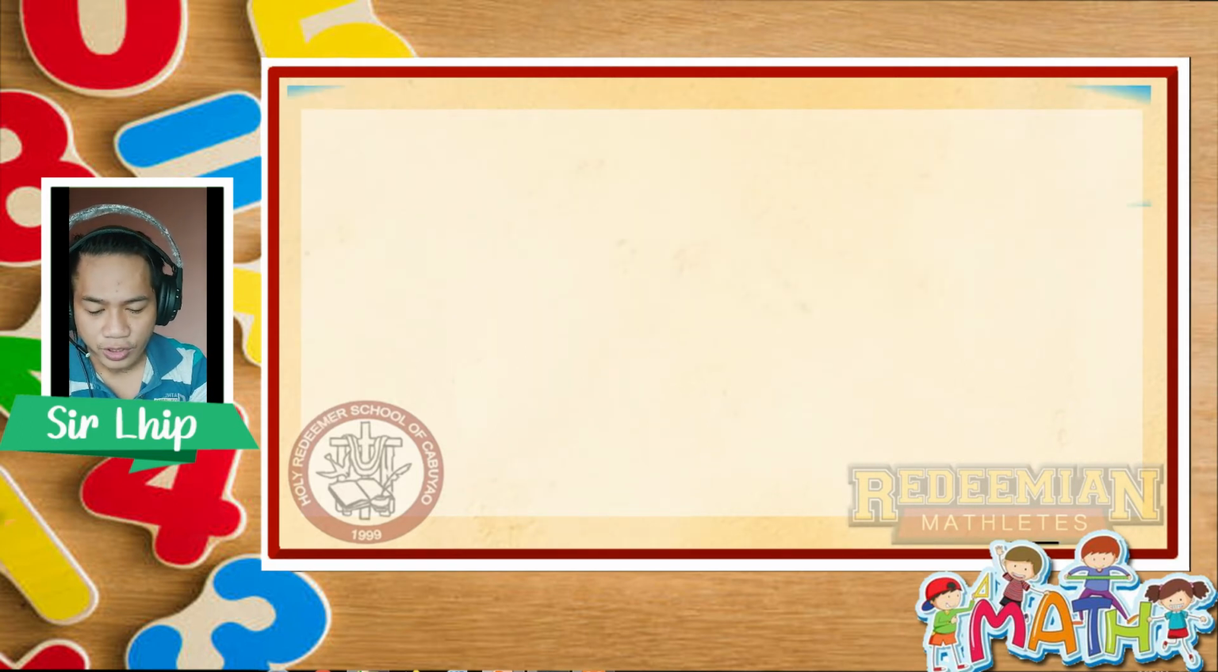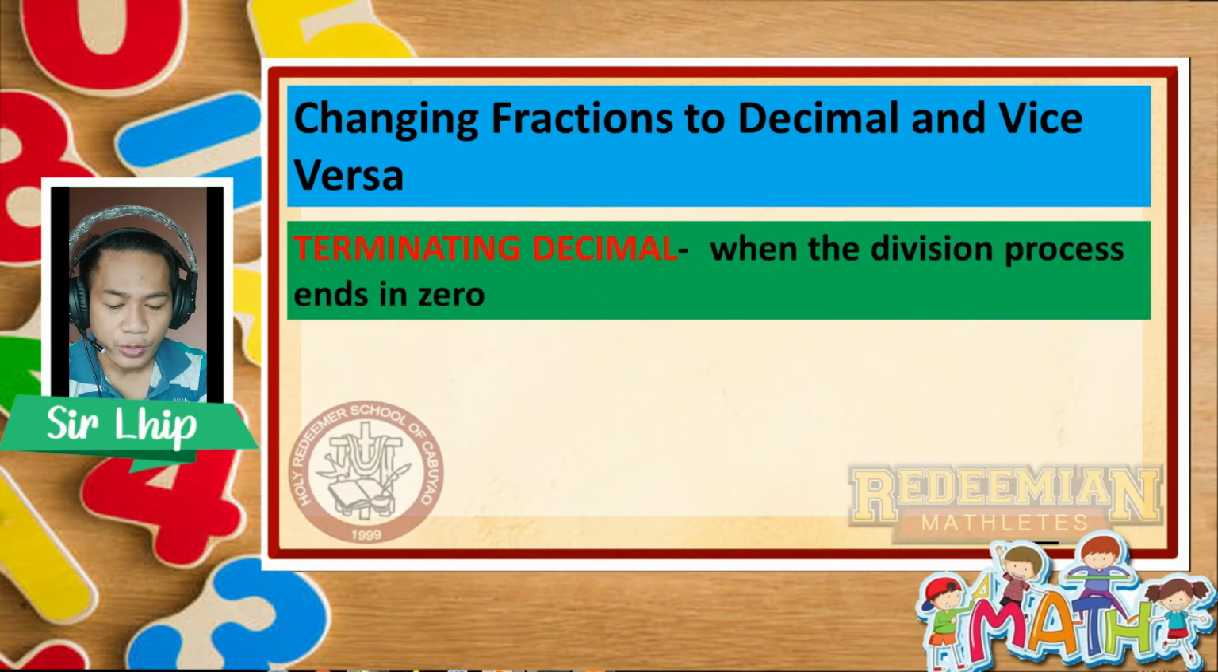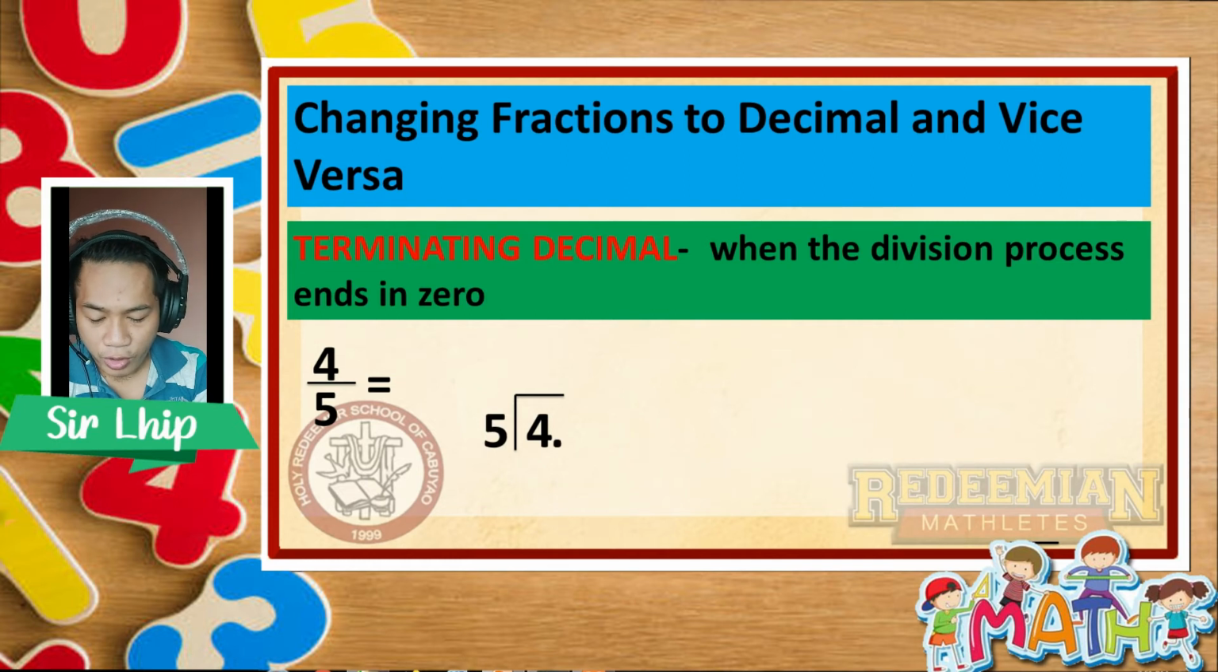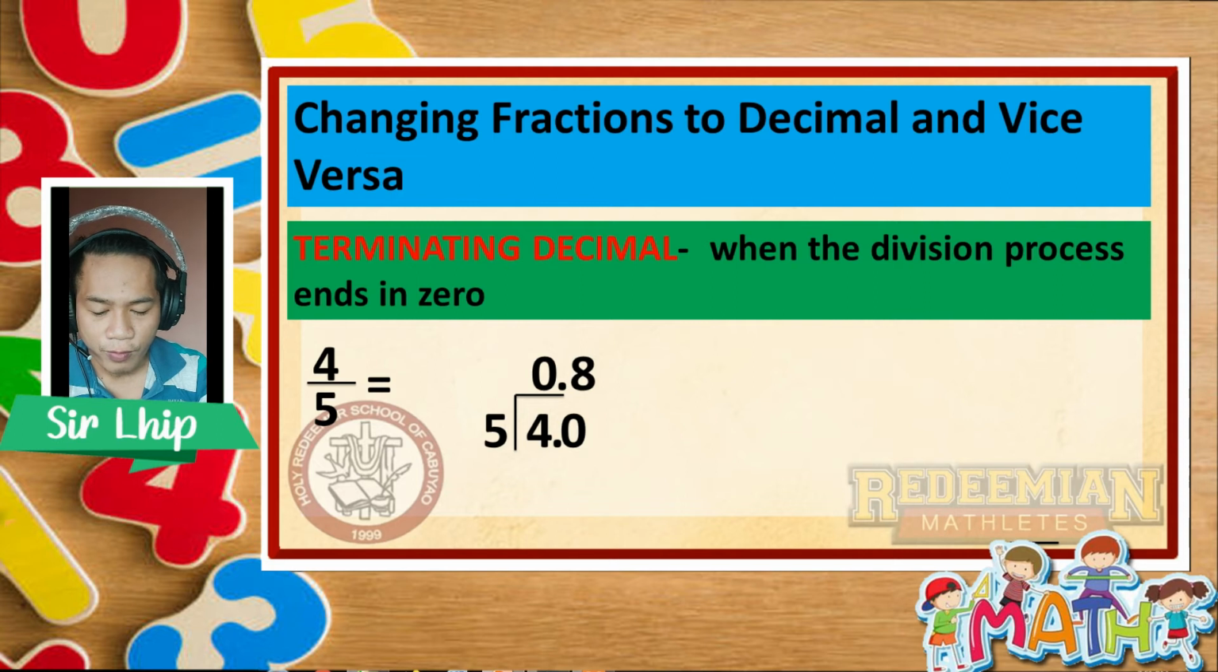Changing fractions to decimal. Terminating is the term used when the division process ends in 0. Example, 4 over 5. So, divide it. 4 divided by 5 cannot be. So, add 0 to the quotient. Add a decimal point and 0 in the dividend. So, 40 divided by 5 equals 8. So, 4 over 5 equals 0.8 or 8 tenths.